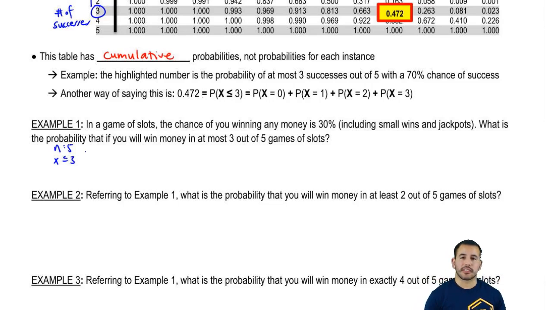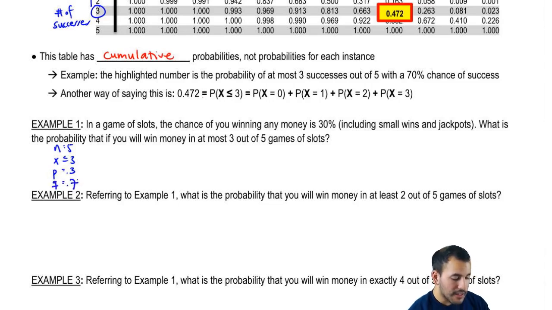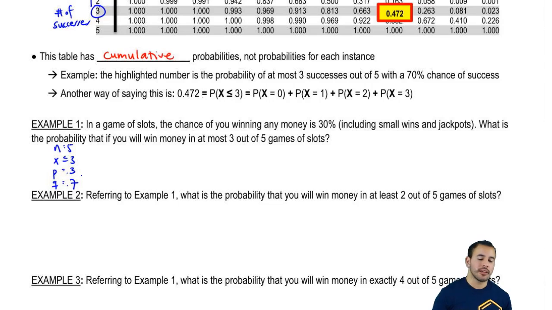Now what's my probability of success? Winning money is 30%, so 0.3. And failure is 0.7, right? So again, we're just going to write all of our pieces of information so that we don't have to refer to the problem anymore. It saves us some time.